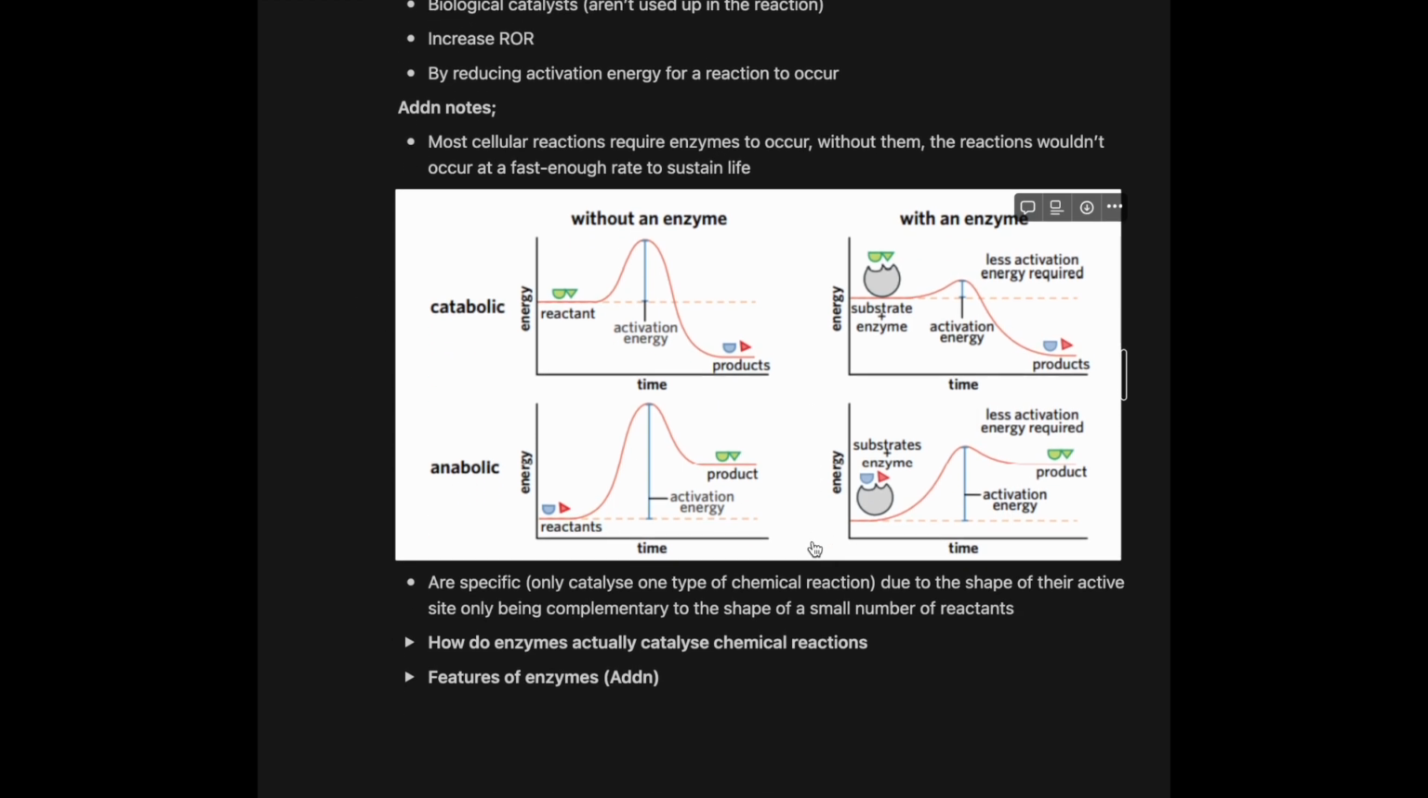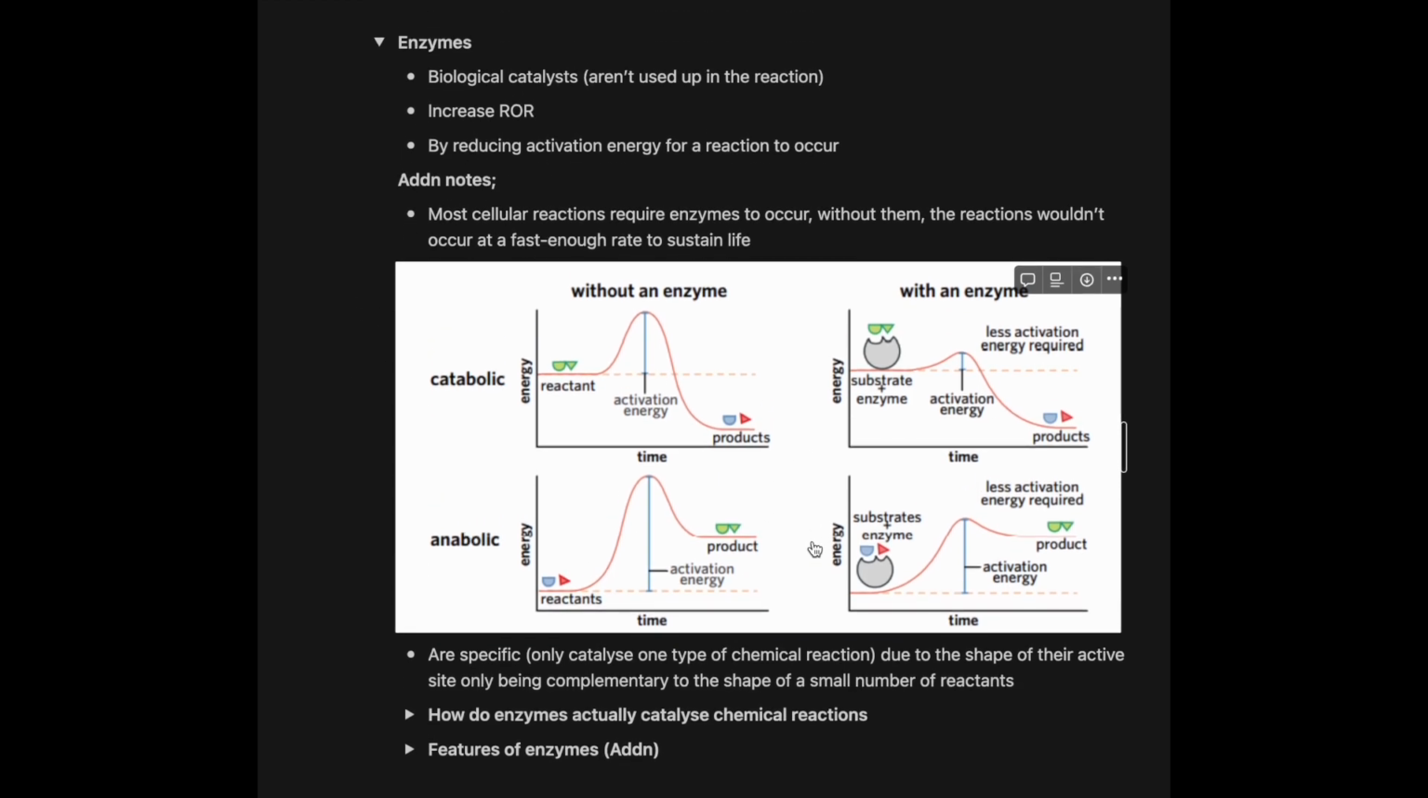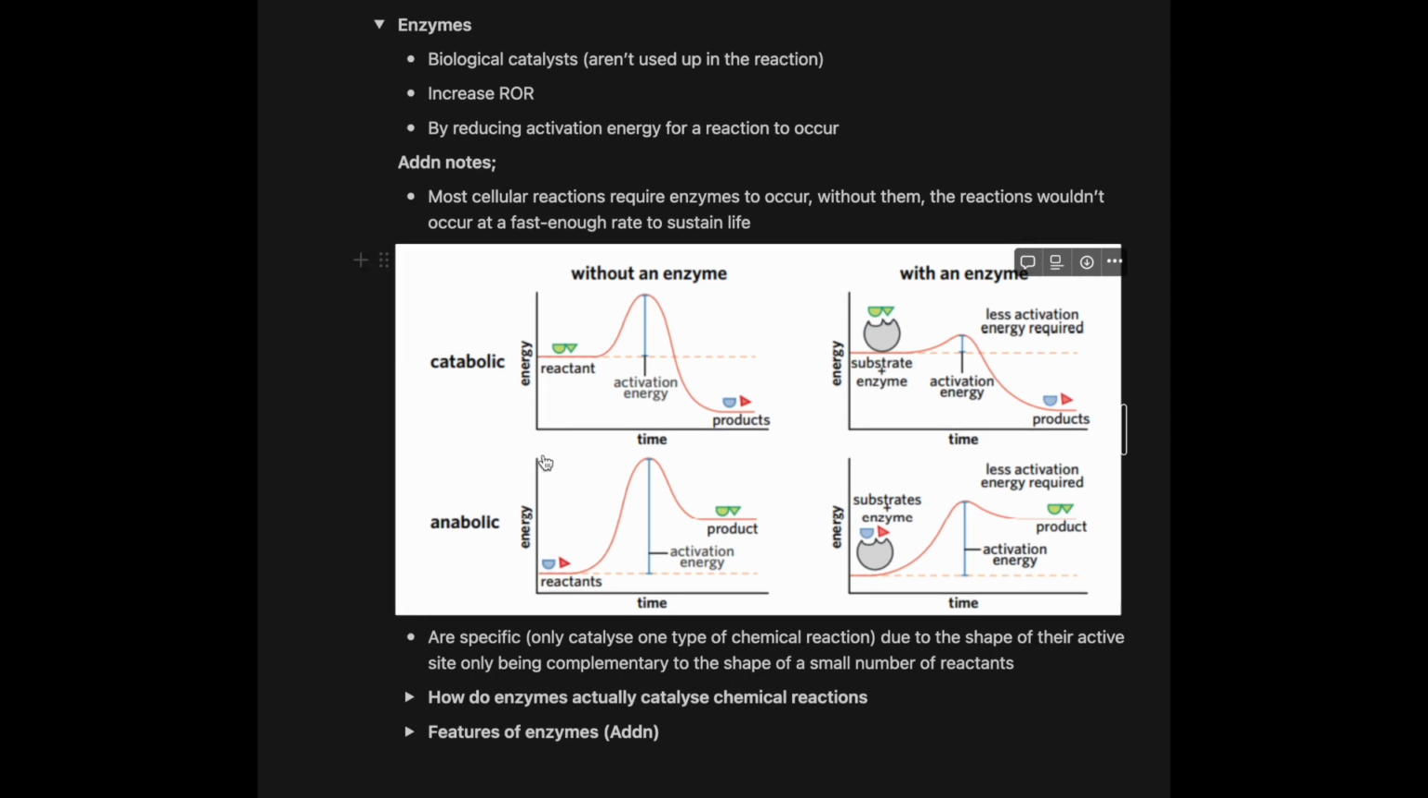So here are some additional notes that contain some additional information that is important to know and may be important in answering questions. Most cellular reactions require enzymes to occur, and without them, the reaction wouldn't occur at a fast enough rate to sustain life, meaning the organisms would die, and that is obviously not good. So we can look at it here. As you can see, the activation energy without an enzyme is higher than the activation energy with an enzyme. And that is the same for both catabolic and anabolic reactions.